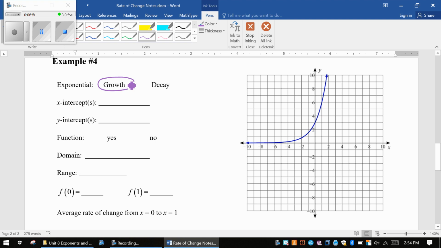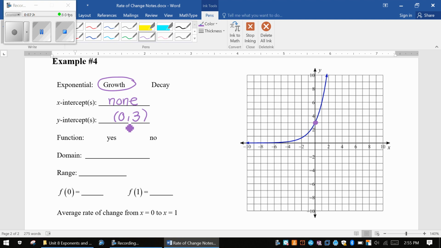The x-intercept means where's the graph crossing the x-axis. This is not crossing the x-axis at all because the x-axis here is an asymptote. So this would be none. What is the y-intercept? So where are we crossing the y-axis? You can see it right there. And that's (0, 3). So you're writing that as a point because your y-intercept is a point on your graph.